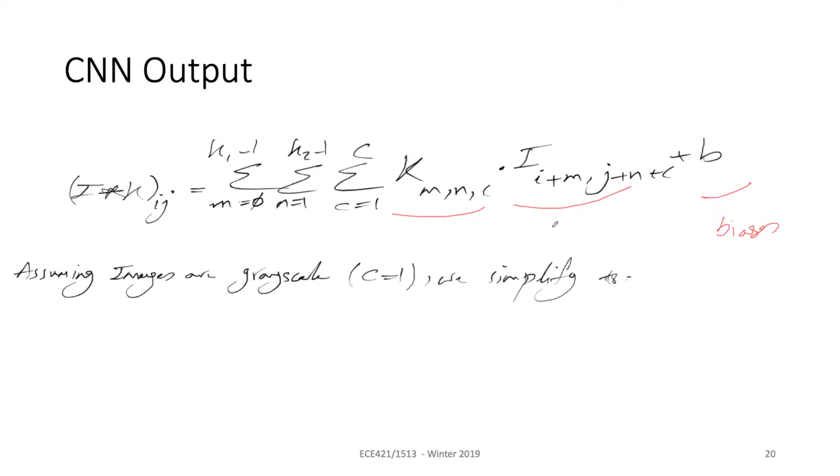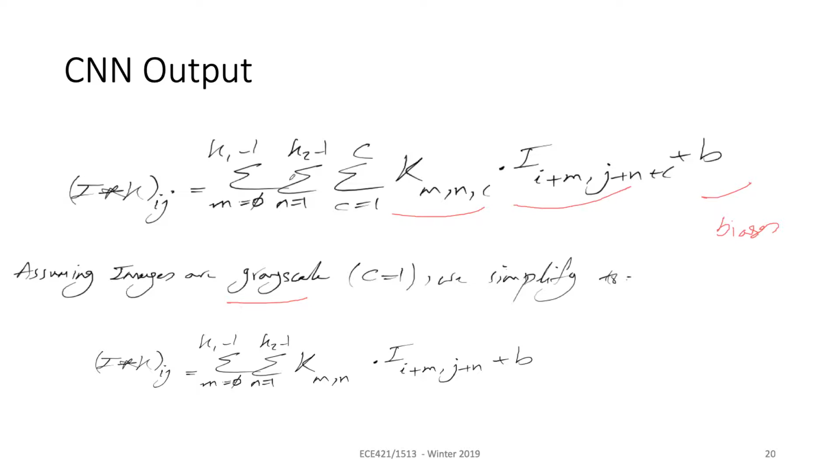So assuming you are dealing with a grayscale image with only one channel, you would just cross this, crisscross this, and it would bring down to only two summations instead of three, right? In a simplified case, you would have this, having C equal to 1.